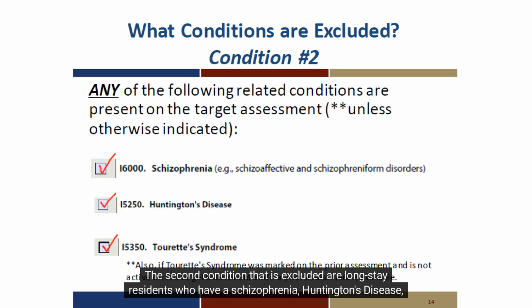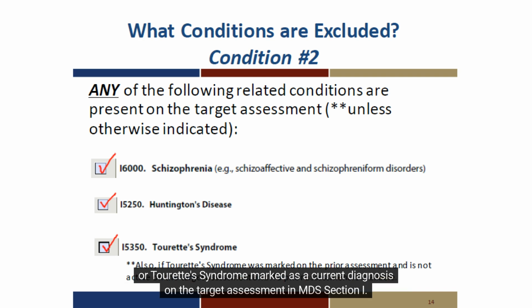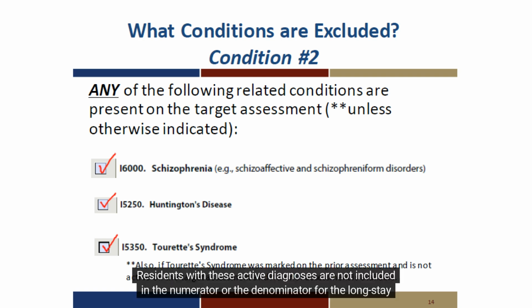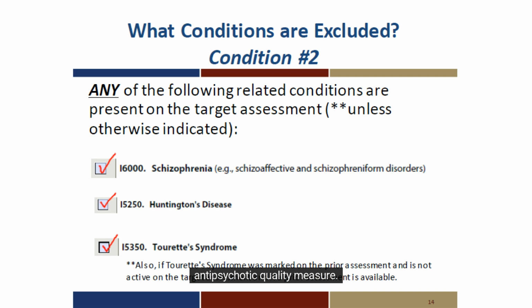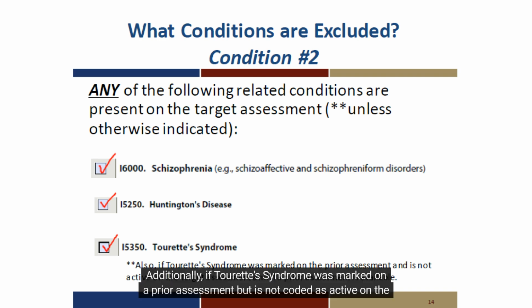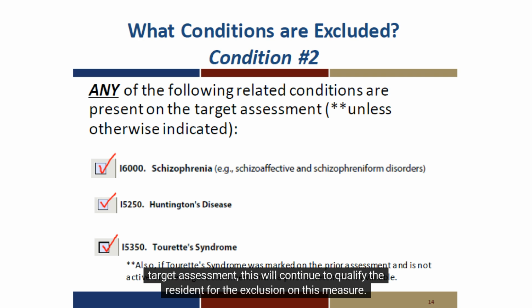The second condition that is excluded are long-stay residents who have schizophrenia, Huntington's disease, or Tourette's syndrome marked as a current diagnosis on the target assessment in MDS Section I. Residents with these active diagnoses are not included in the numerator or the denominator for the long-stay antipsychotic quality measure. Additionally, if Tourette's syndrome was marked on a prior assessment but is not coded as active on the target assessment, this will continue to qualify the resident for the exclusion on this measure.